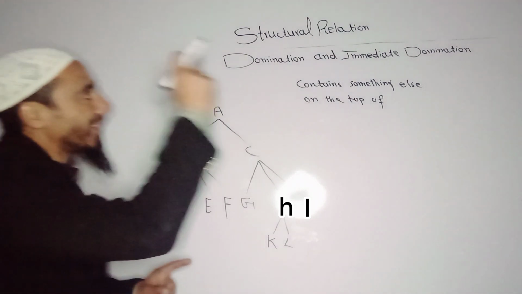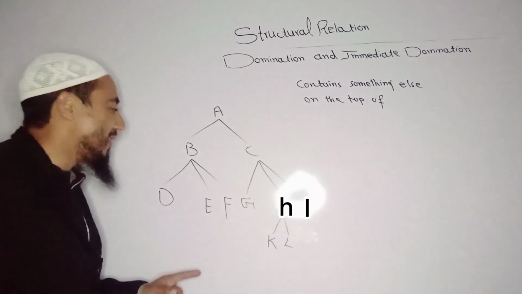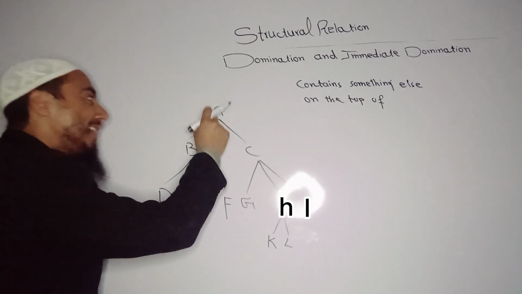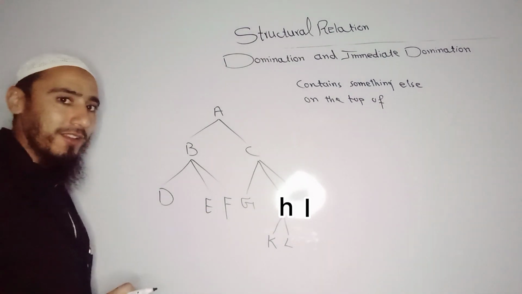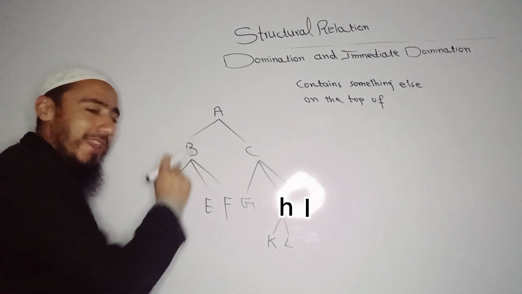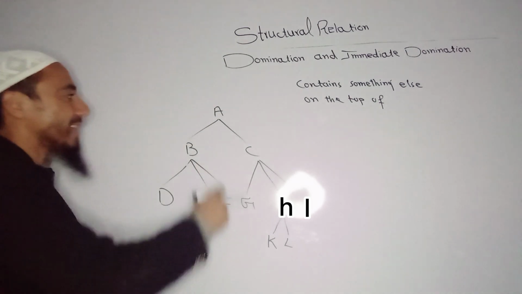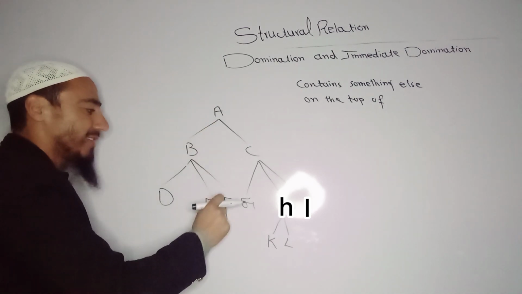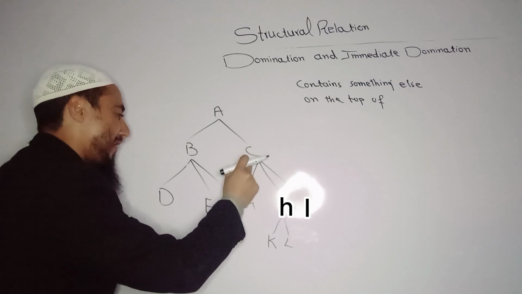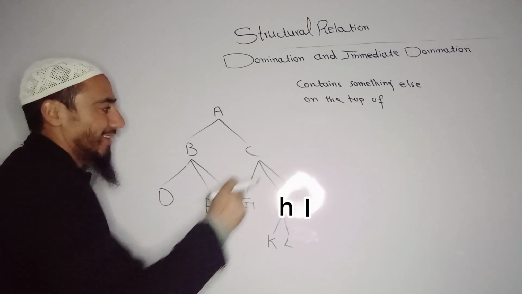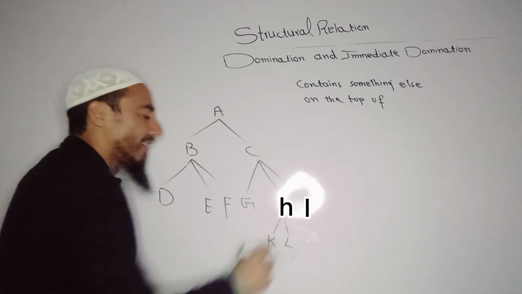However, remember that the next topic is immediate domination. What is immediate domination? Immediate domination means that A dominates B, but it does not immediately dominate F. Why? Because B is the intervener. So A immediately dominates B, but A does not dominate F immediately. On the other hand, C dominates immediately J. C immediately dominates H. C immediately dominates I.